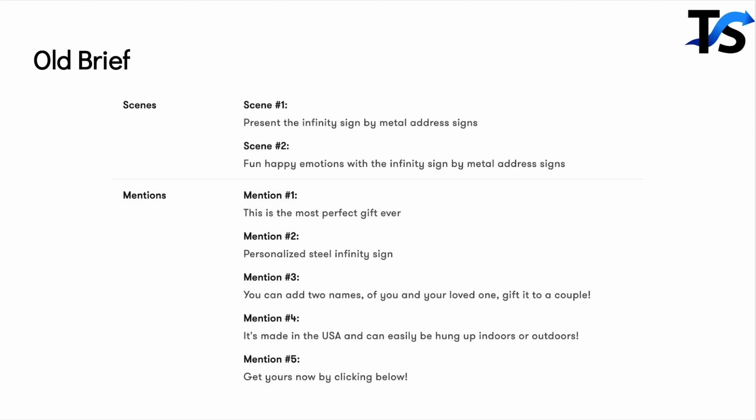Now, the mentions: this is the most perfect gift ever. Mentions are things that we want the creator to talk about. These are the key things. I can say whatever I want, but what are the key things you want me to say? So: this is the most perfect gift ever. Personalized steel infinity sign. You can add two names of you and your loved one, gift it to a couple. It's made in USA. It can easily be hung up indoors or outdoors. Get yours now by clicking below.